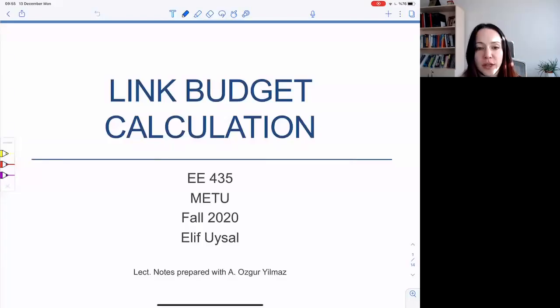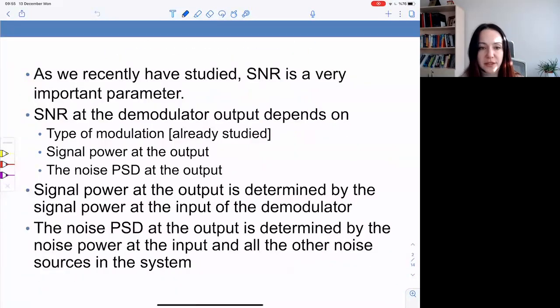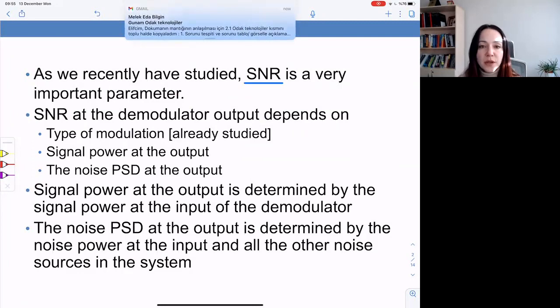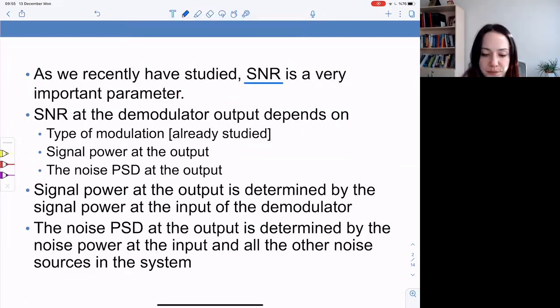Hello again. Today we will be talking about the link budget, including noise and propagation effects. As we recently studied, SNR is a very important parameter in the reception of signals. The SNR at the demodulator output depends on a number of factors. Of course, the type of modulation, as we studied. The signal power at the output, the noise power spectral density at the output.